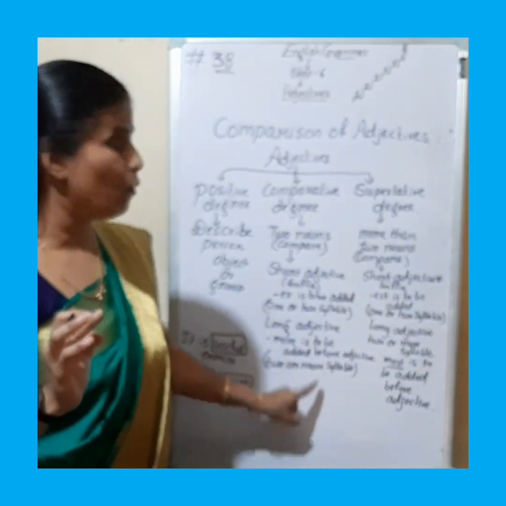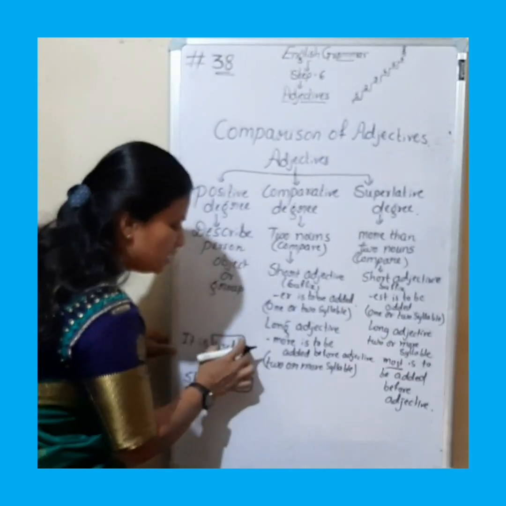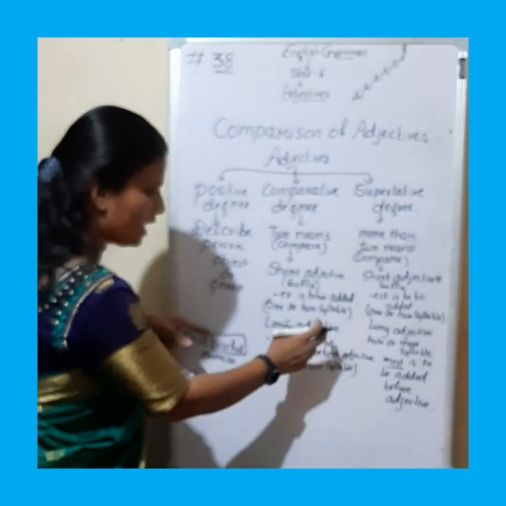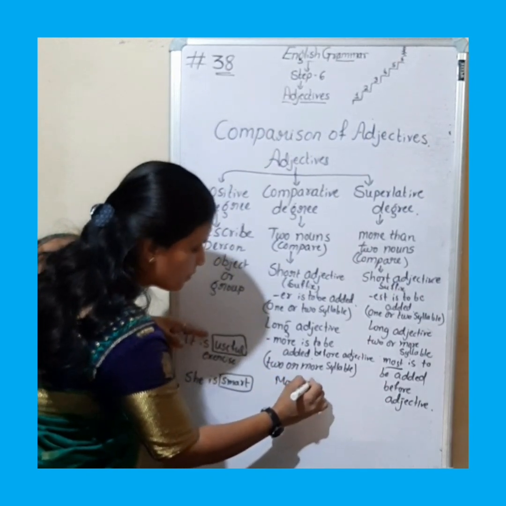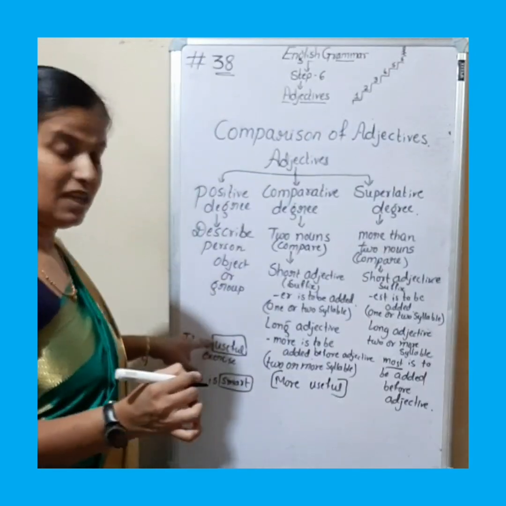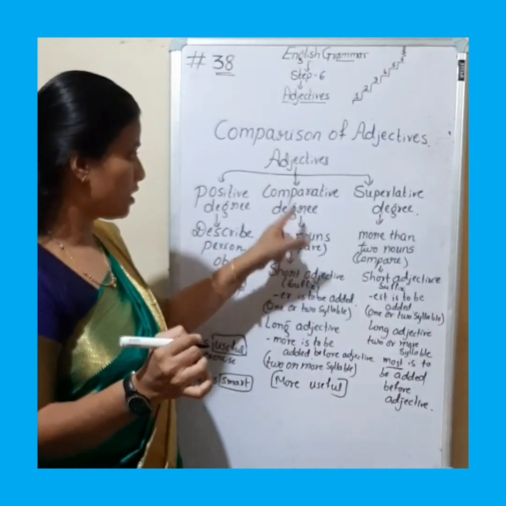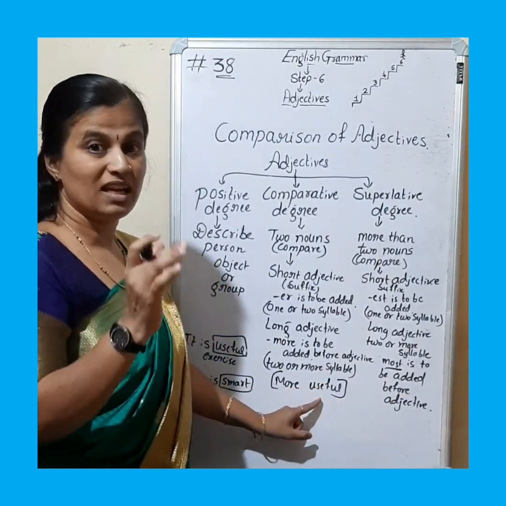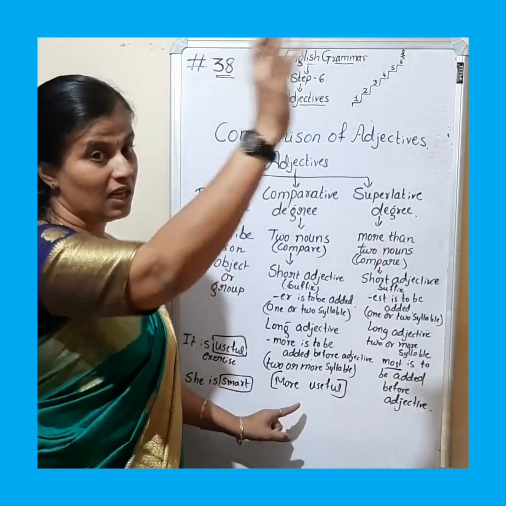Let us have a look now at the comparative degree of comparison. What do we have to do with this word? The word is a long adjective, so more is to be added: more useful. See the change. In the positive degree I have written useful, but in the comparative degree I can say it is a more useful exercise than that exercise. I am comparing one exercise with another exercise.